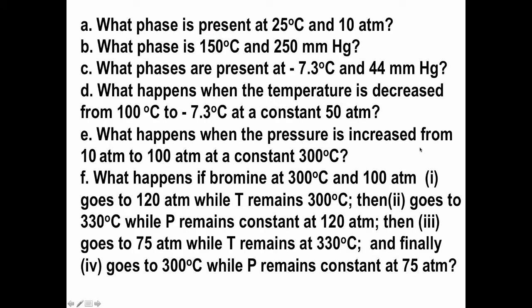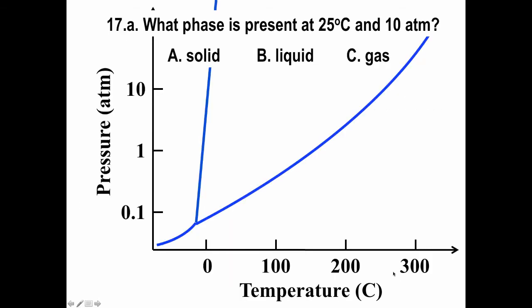And if we made a good phase diagram, then we can answer questions like this. What phase is present at certain pressure and temperature conditions? What happens when we change the temperature or when we change the pressure, etc. So let's do these one by one. First of all, what phase is present at 25 degrees Celsius and 10 atmospheres? Well, let's just plot it. 25 degrees Celsius, 10 atmospheres, we are in the liquid phase.